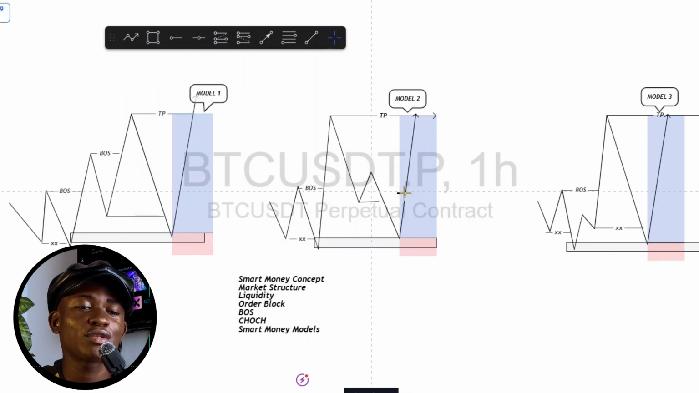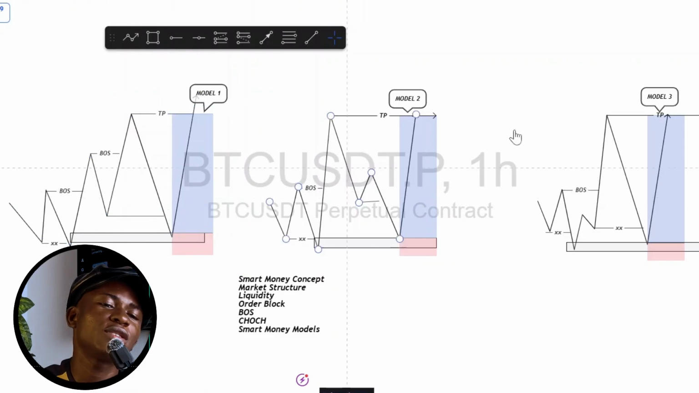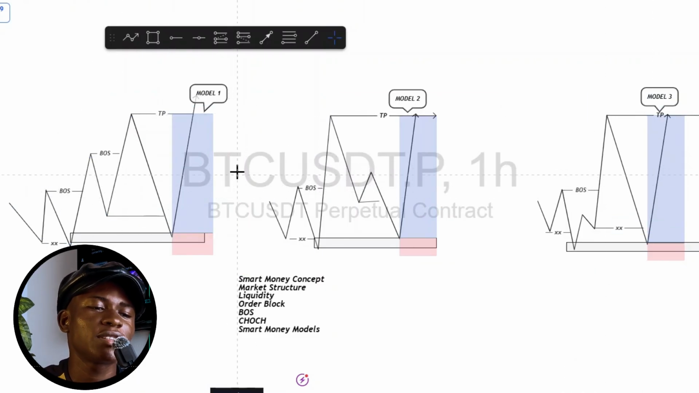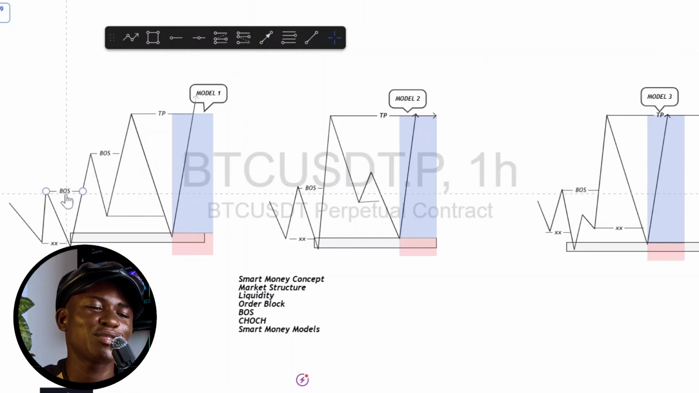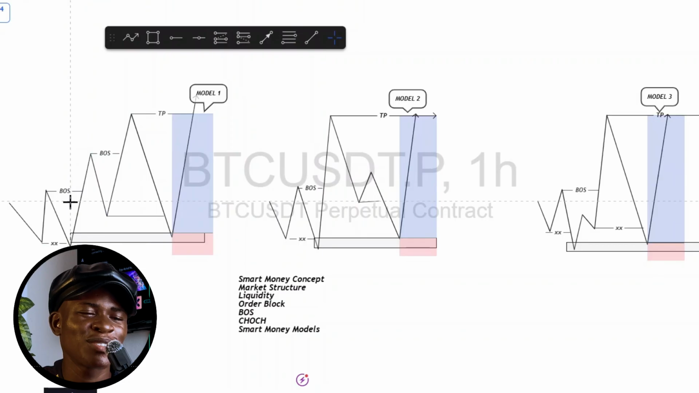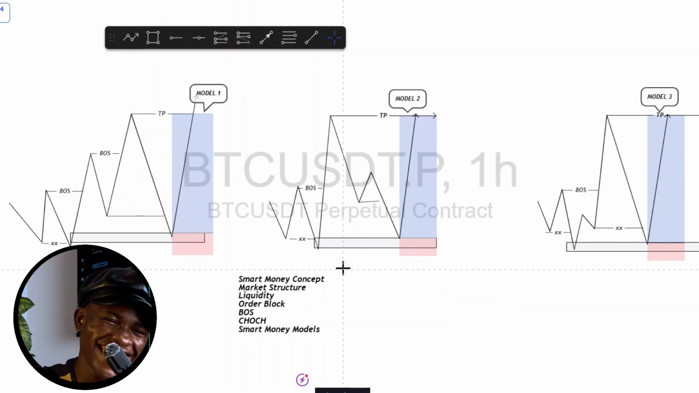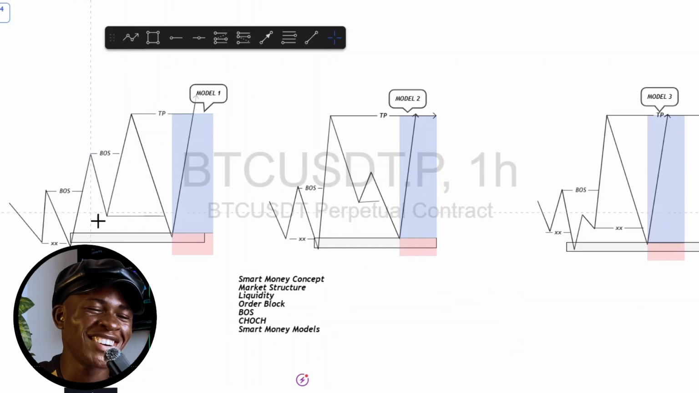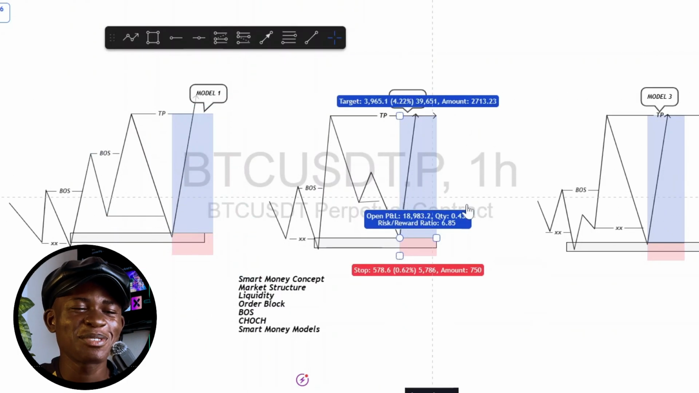Few persons have caught the first model more than the other 2, because they noticed that this first one had those two breaks of structure. Anywhere they see 2 breaks of structure, they know that's their setup. So 2 breaks of structure, and then it went in, and boom, we made the money. That's the only one they've captured so far.